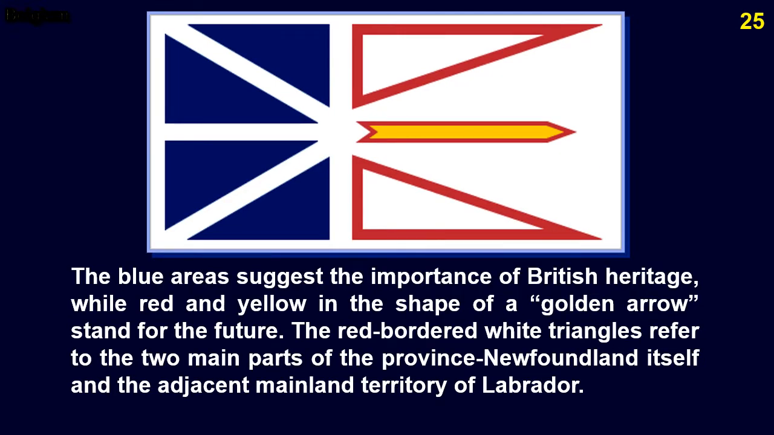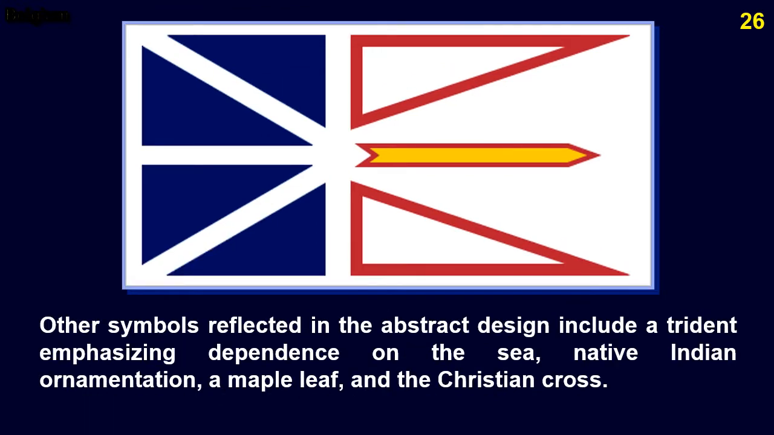The blue areas suggest the importance of British heritage, while red and yellow in the shape of a golden arrow stand for the future. The red-bordered white triangles refer to the two main parts of the province, Newfoundland itself and the adjacent mainland territory of Labrador. Other symbols reflected in the abstract design include a trident emphasizing dependence on the sea, native Indian ornamentation, a maple leaf, and the Christian cross.